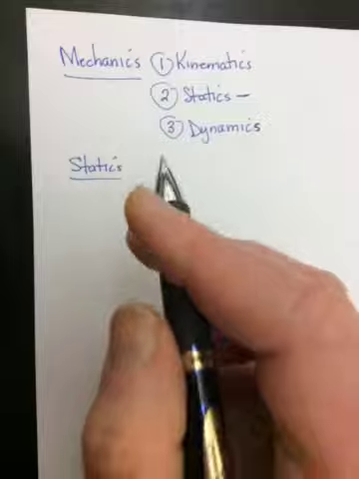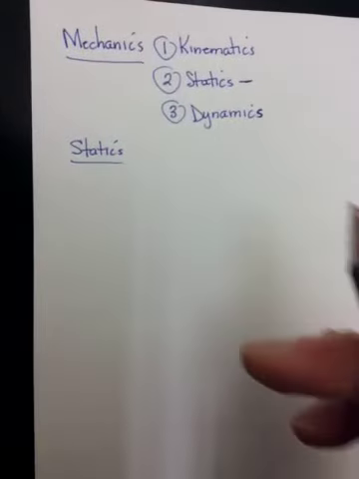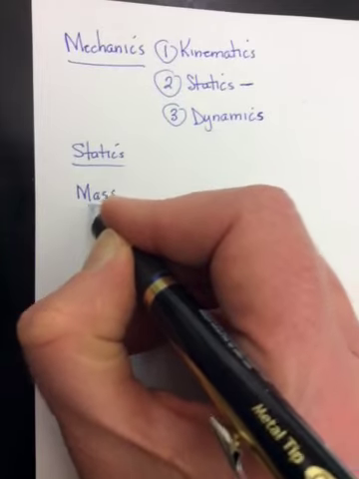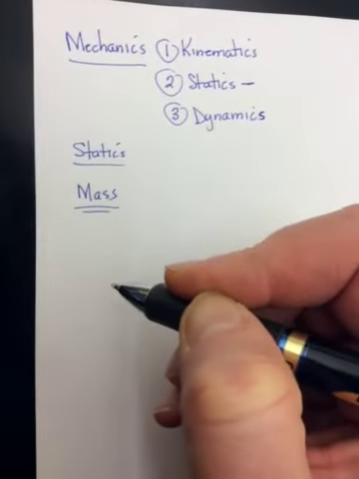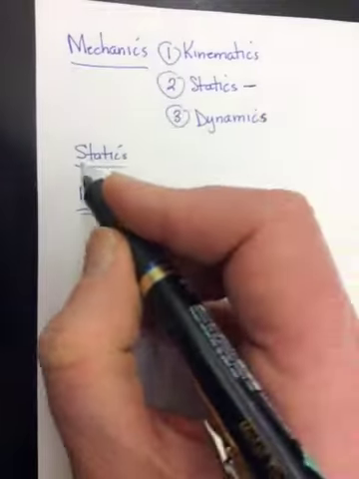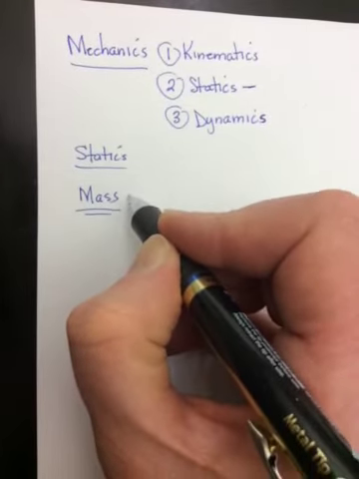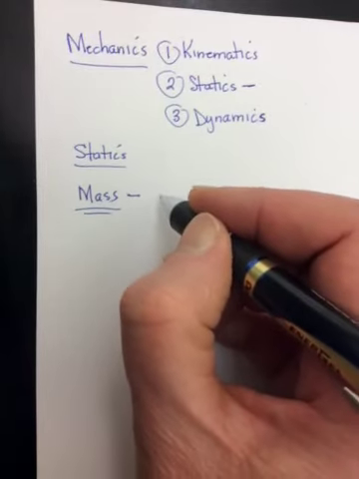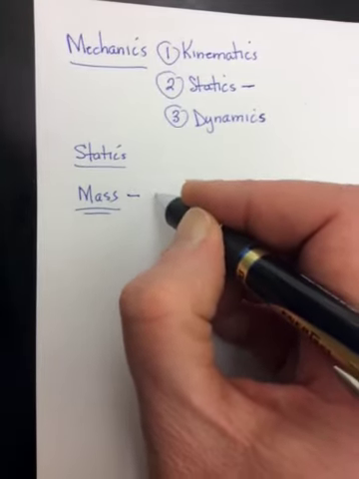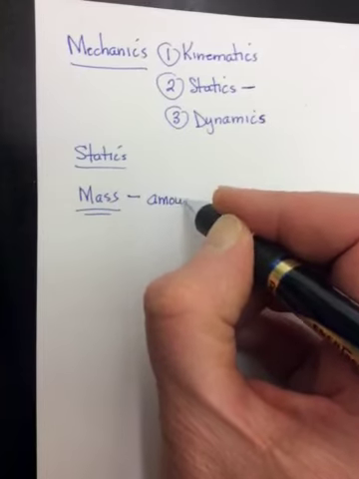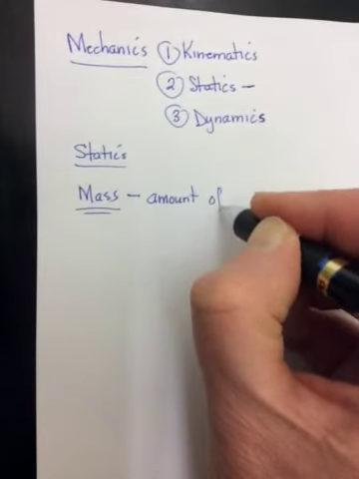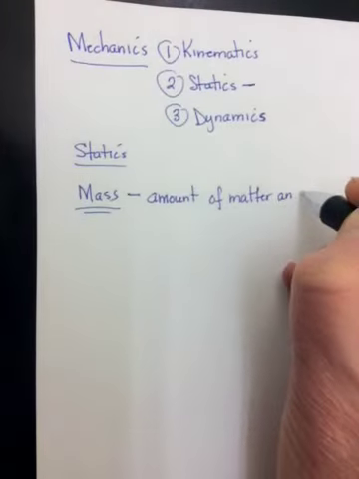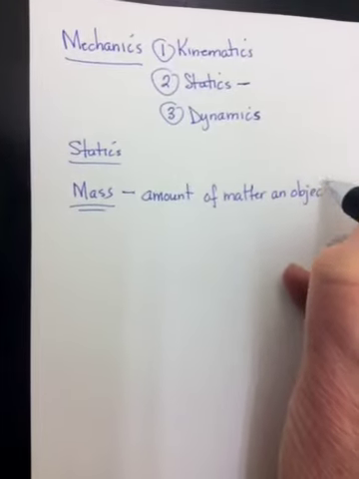All right, first we have to define a few terms. One term is mass. What is mass? Those of you in chemistry maybe have already heard a definition for mass. Mass is simply the amount of matter an object has, okay? And you probably might want to write a few notes down here. The amount of matter an object has or contains.